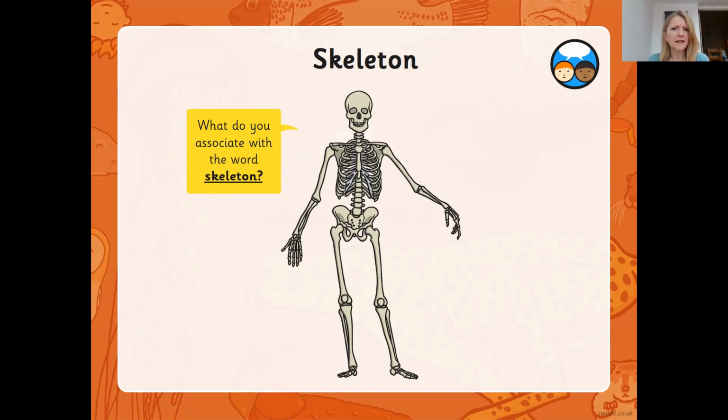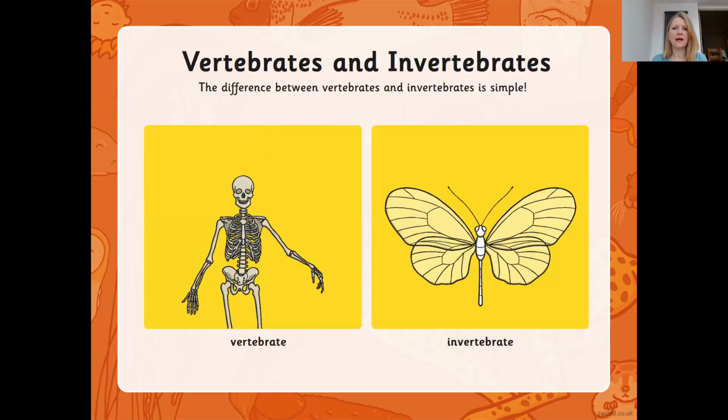What's the job of a skeleton? What does it do? Where is your skeleton? If you have a look at your hands now in front of you, can you see your skeleton? So whereabouts in your body is it? And for some animals, their skeleton is in a completely different place. And some animals don't have a skeleton at all. Okay, so let's have a look at the next slide.